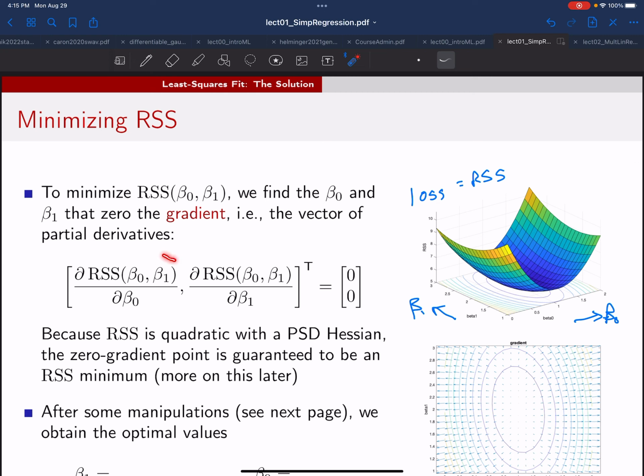So we're going to look at the slope with respect to beta 0. That's this quantity here, and we're going to look at the slope with respect to beta 1 of this function that depends on the two betas. And what we want is we want to set both of those quantities to 0.